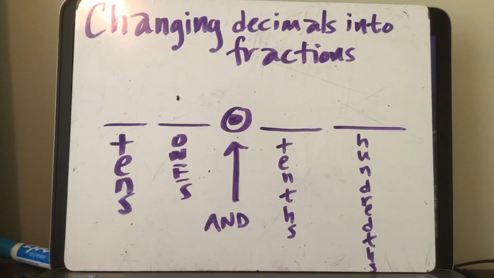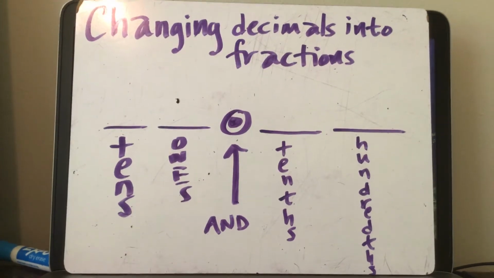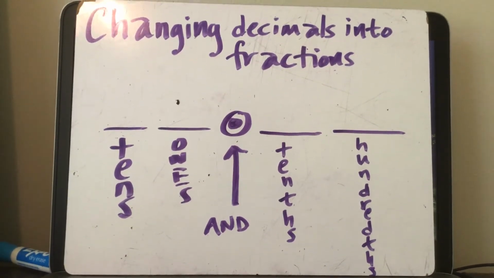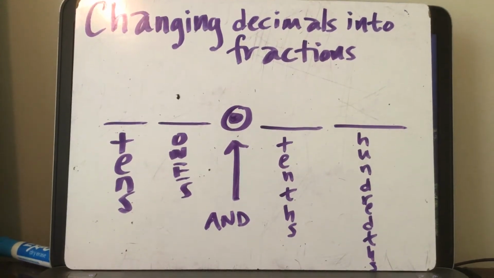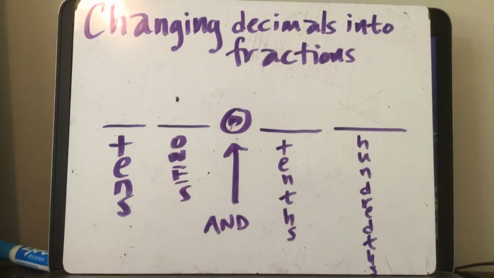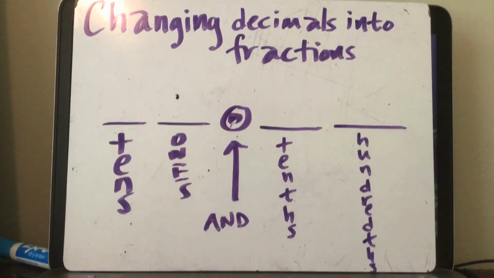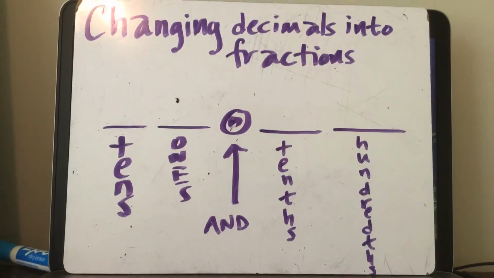All right. Yesterday we changed fractions into decimals, but today we're going to change decimals into fractions, and I want you to write down this little handy dandy chart again. Okay, so there's the "and," which signifies the decimal, your tenths and your hundredths spot, and your ones and your tens, which you're not really going to use, but I put them there anyway.